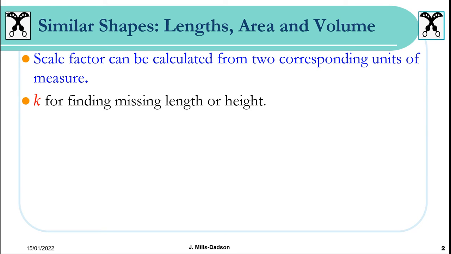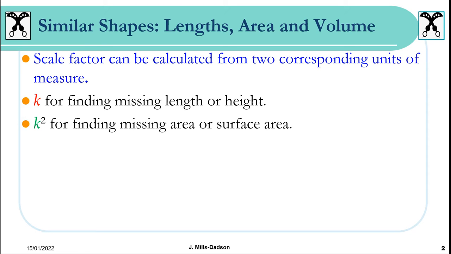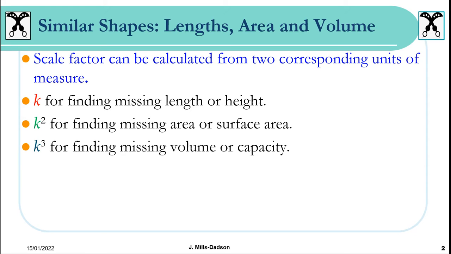So, K is from finding missing length. When you work out scale factor from missing length, it's called K. K squared is used to work out missing area, and K cubed is for missing volume. So you need to make sure your scale factor is in the right format.